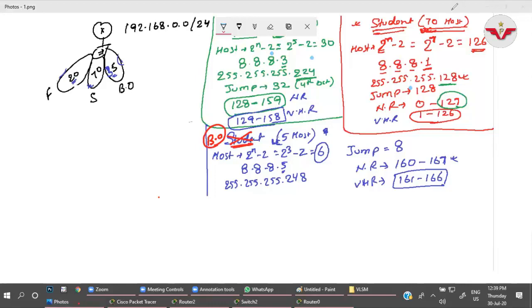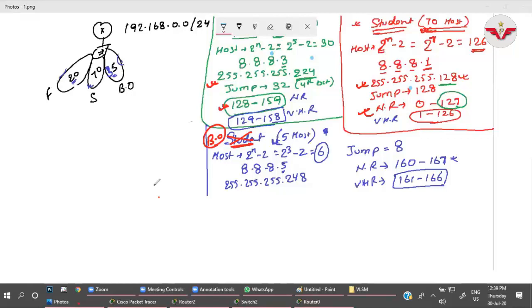So for student, 70 hosts, as per the VLSM rule, we have taken the largest network first to do the VLSM. So this was the network which we were using for the student network, right? The network range was 0 to 127, and the subnet mask was 128. For the faculty network, 128 to 159, the subnet mask which we will use is 224. The same thing I am going to configure in the real environment.